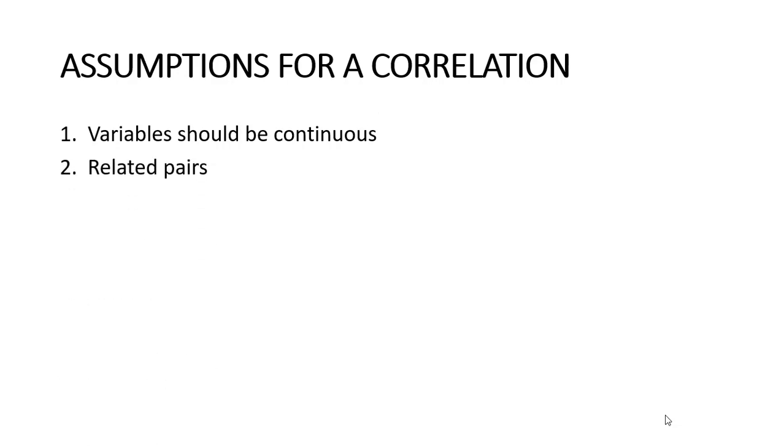Two, the pairs should be related. In other words, if we have a measure, let's say for subject 1, then we should have a second measure for the same subject, and the pairs should be related, should belong to the same subject, to the same entity. Three, we have to check for outliers, and we have to make sure that we don't have extreme outliers. Four, we have to make sure that we have a linear relationship, and we learned how to do this last time. We impose a straight line on our data. If we can do that, then we have a linear relationship.